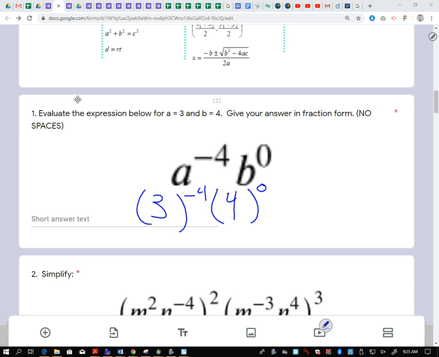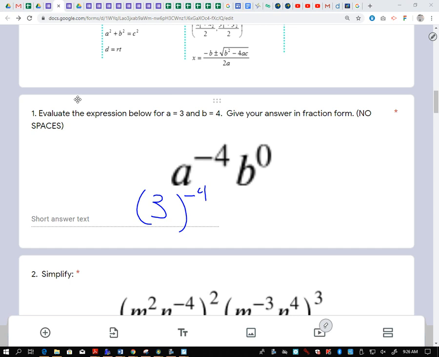In fact, I didn't even need to plug in 4 for B to know that the answer was going to be 1. Even if it's a variable to the 0 power, my answer is 1. Doesn't matter how big the number is or how small it is. Doesn't matter how many variables are attached to it. If I'm taking something to the 0 power, it's going to be equal to 1, which means, is it going to change the value of it at all? No. So really, I can take this and just erase it because it doesn't change anything, right?